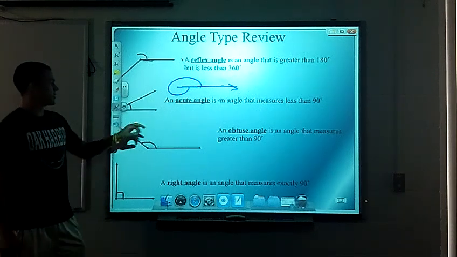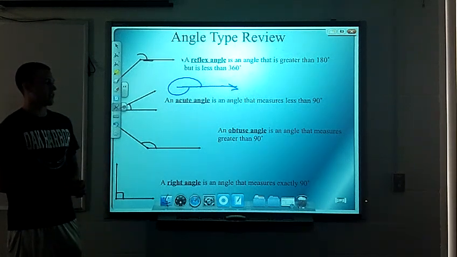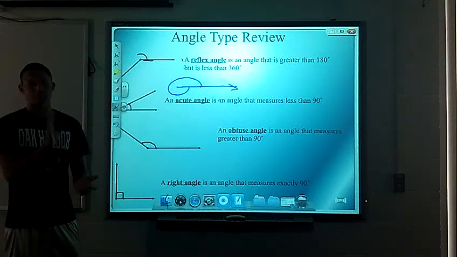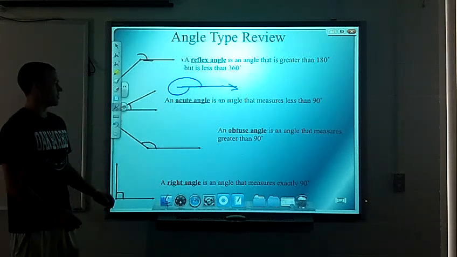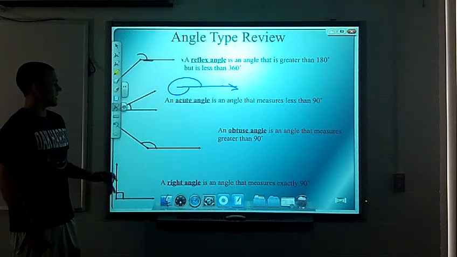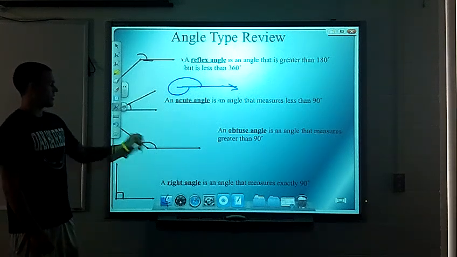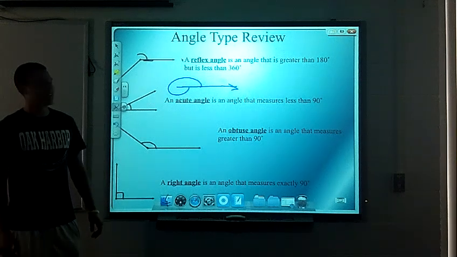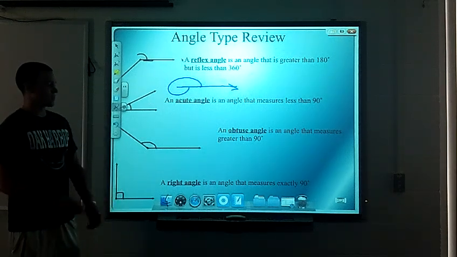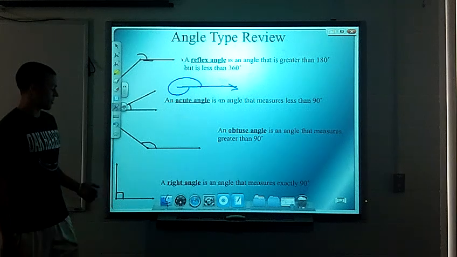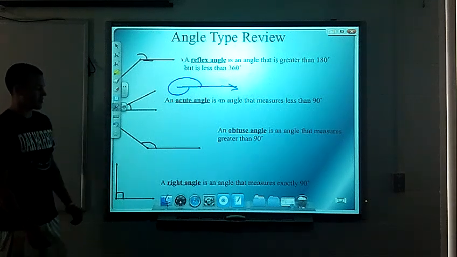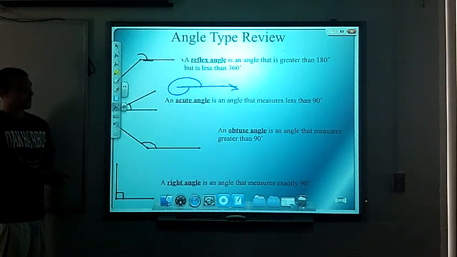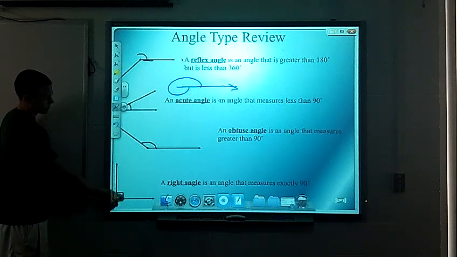Alright, the next one is an acute angle. An acute angle is an angle that measures less than 90 degrees. So if a right angle closes down, then it becomes an acute angle. An obtuse angle is one that measures greater than 90 degrees, so it's more than a right angle. And then a right angle is an angle that measures exactly 90 degrees, and that's when you use the square.